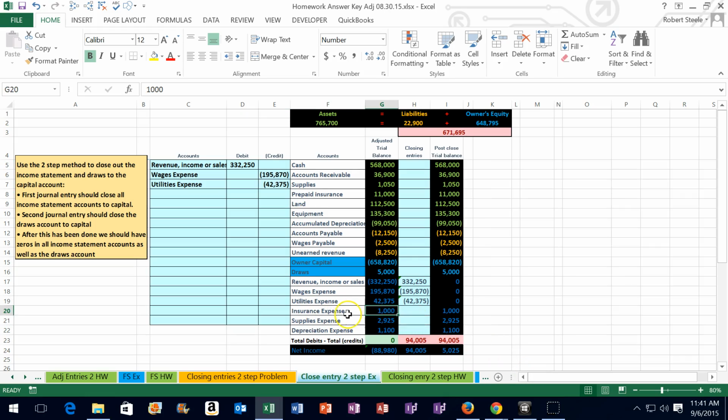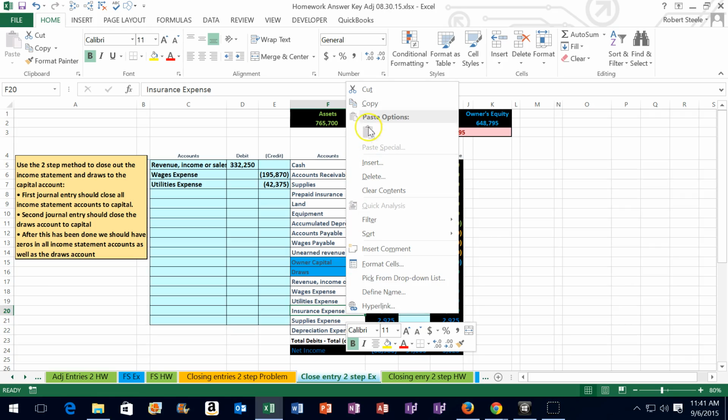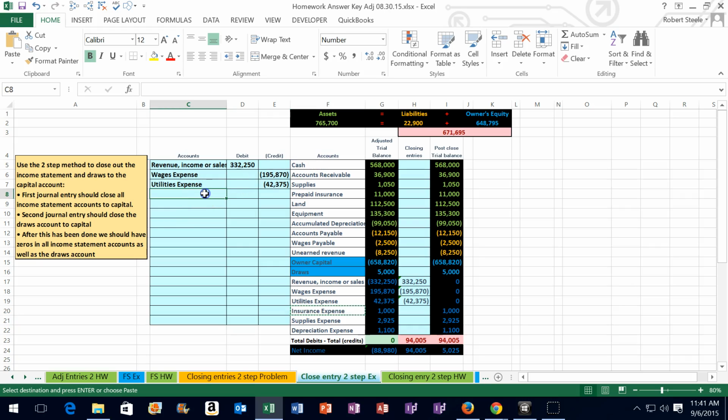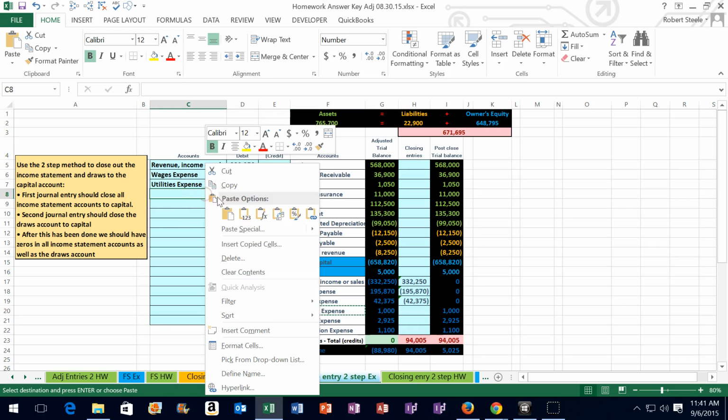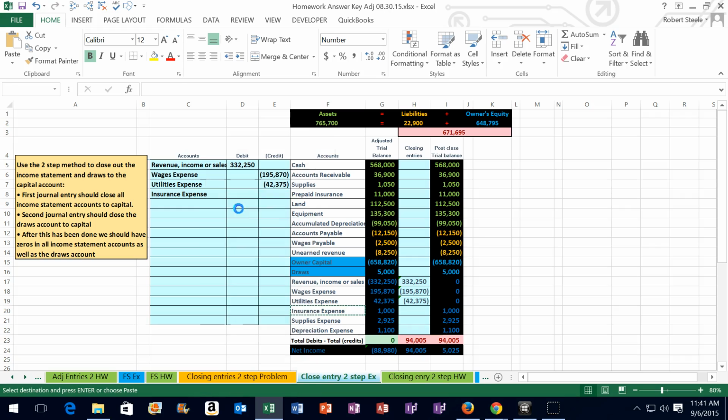I need to make this go to 0. It's also an expense, has a debit balance. Therefore, I'm going to do the opposite thing to it, which is a credit for whatever is in there. So I'm going to copy that. Going to put my cursor in C8, right click, paste 1, 2, 3. Then that's in the credit column in E8, negative 1,000. That will format it with brackets. Then we're going to post as we go.